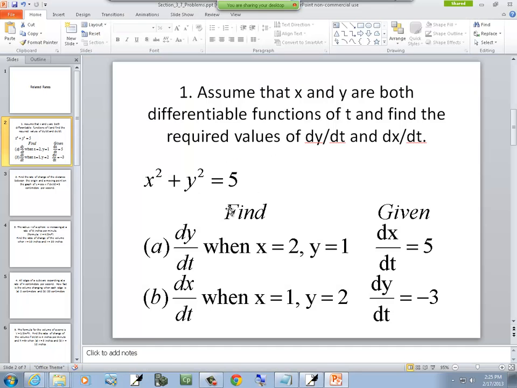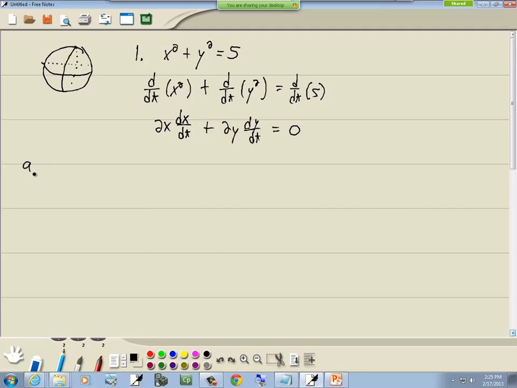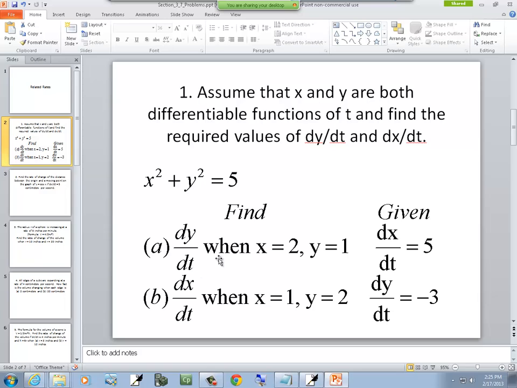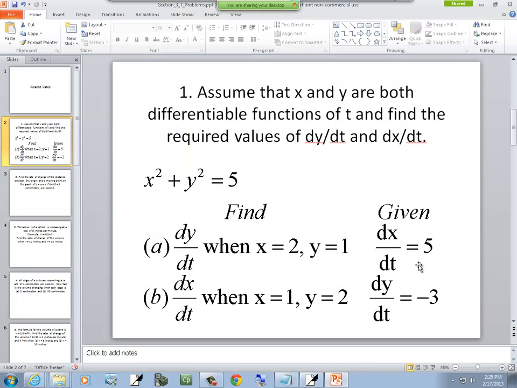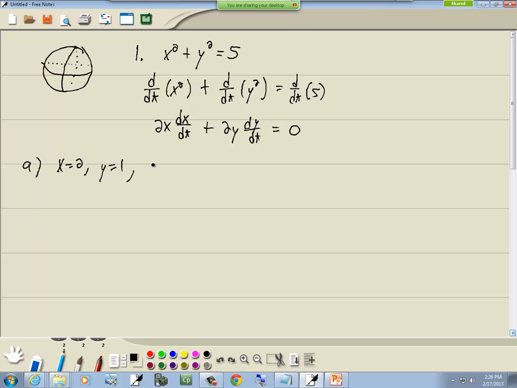Okay, so now we'll do parts A and B. Part A says find dy/dt when x is equal to 2, y is equal to 1, and dx/dt is equal to 5. So we'll go up to our equation up here. We've got 2x dx/dt plus 2y dy/dt equals 0. And actually, they're all divisible by 2, aren't they? So I'll go ahead and drop the 2's.